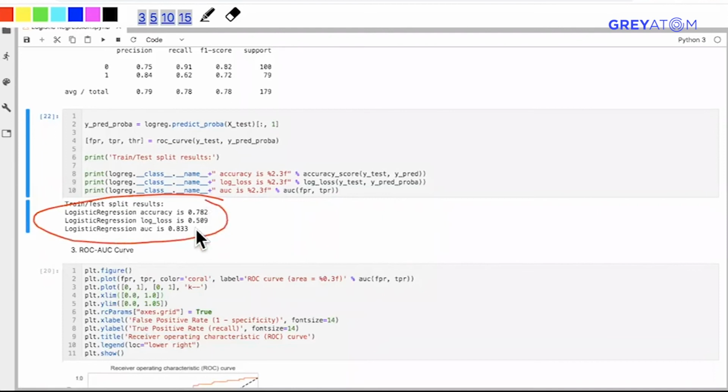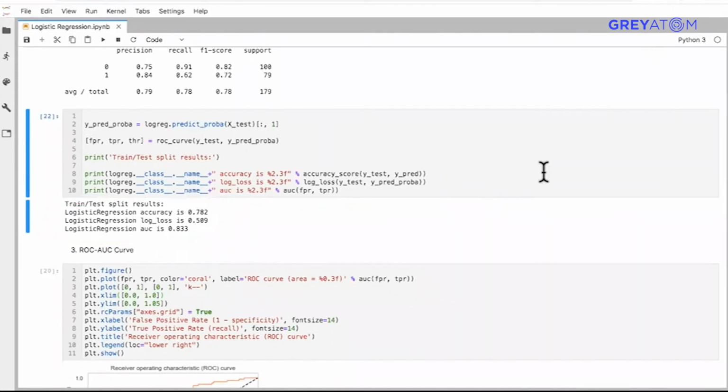So if I just use this, it spits out this result. The accuracy of our model is like 78. So we are doing pretty good, I think. This is a pretty basic model. We haven't even done much feature engineering or anything. Log loss is 0.50. Maybe we could reduce log loss a bit. And the AUC is 0.833. So it's very much greater than 0.5, right? 0.5 is the baseline model. We are doing pretty good, guys.